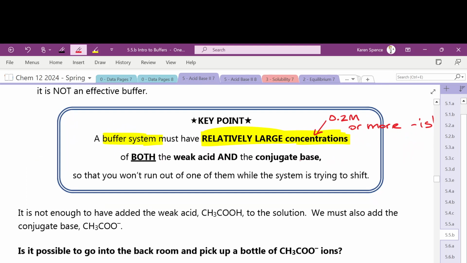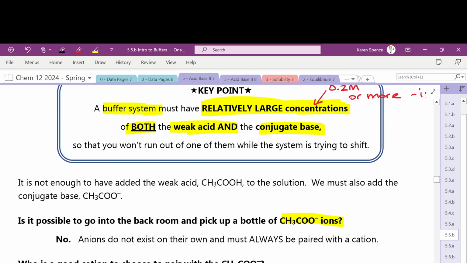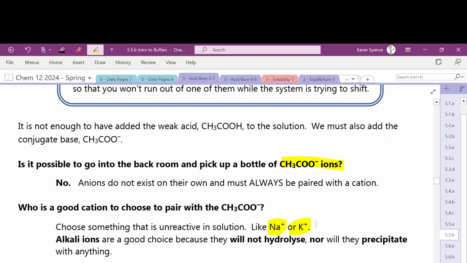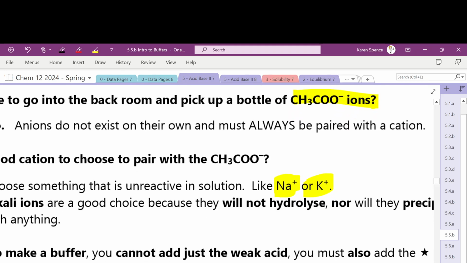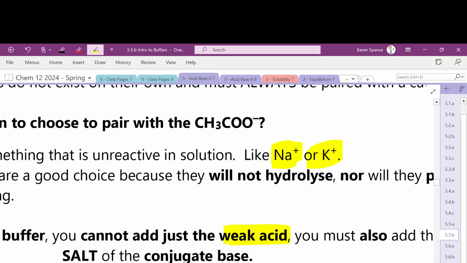So it has to have relatively large concentrations of both the weak acid and the conjugate base. And remember, can you go get CH3COO minus ions on their own? No. Who's a good ion to pair it up with? Something like Na or K that will not hydrolyze. So you cannot just add the weak acid. You need to have the weak acid and the salt of the conjugate base. So if you have a weak acid and the salt of a conjugate base, that is a buffer.